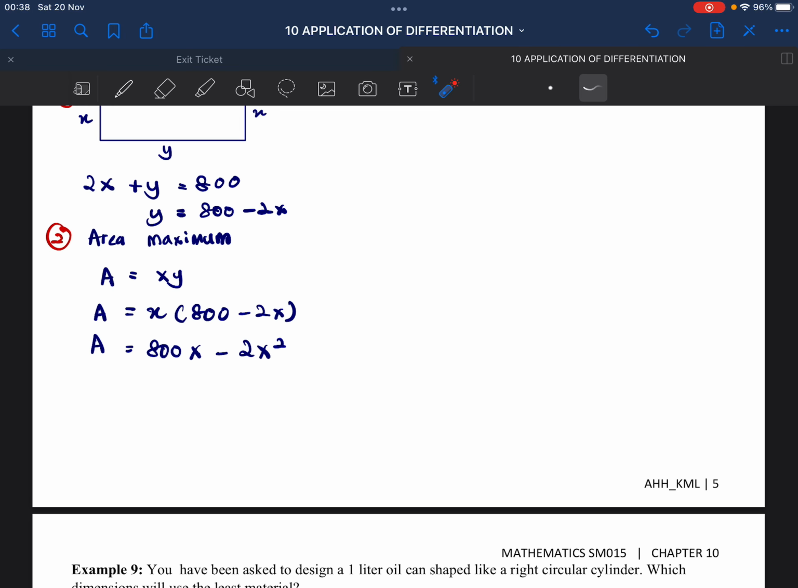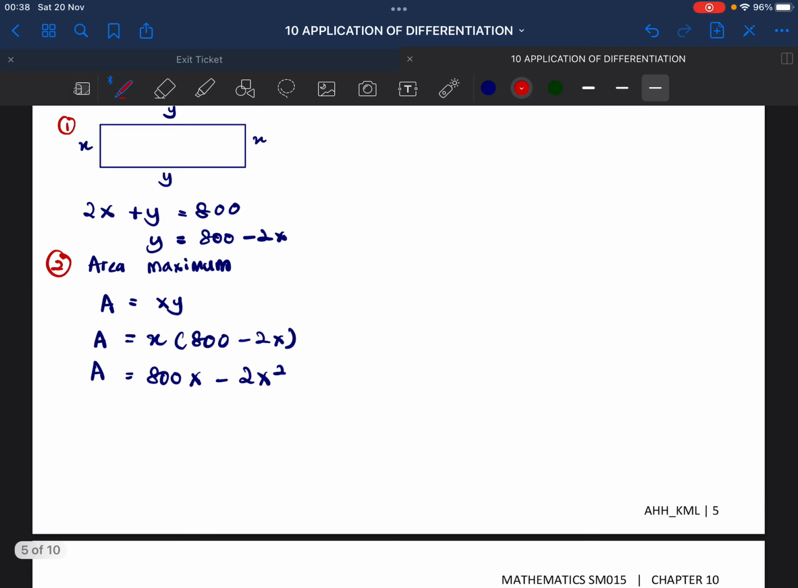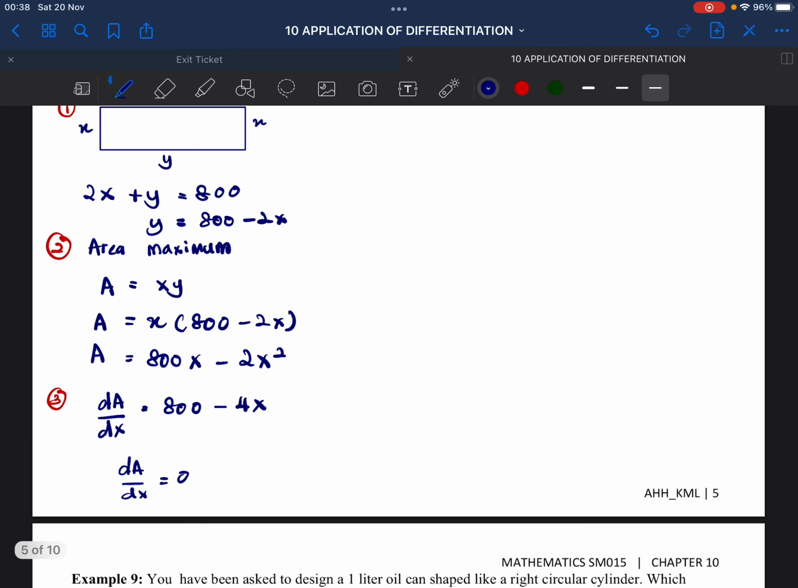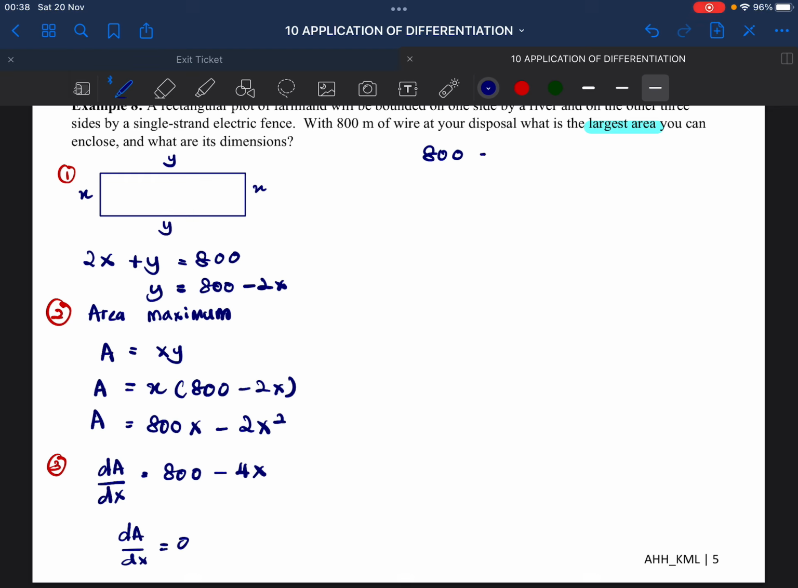Okay, so now we are going to do the third step, which is we have to find the first derivative. So the first derivative, that means dA over dx, because we want to differentiate A with respect to x. That's why we make this a single variable. So it equals 800 minus 4x. Like usual, if you want to find the value for your x, we have to find dA over dx equals 0. So we will have 800 minus 4x equals 0. Therefore, you will get x equals 200.